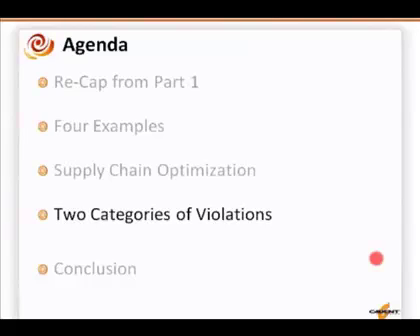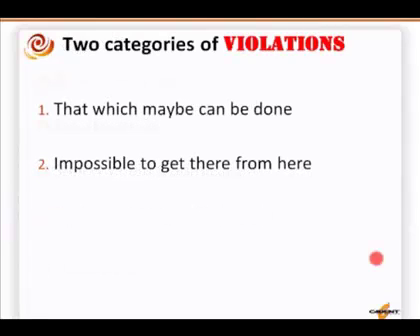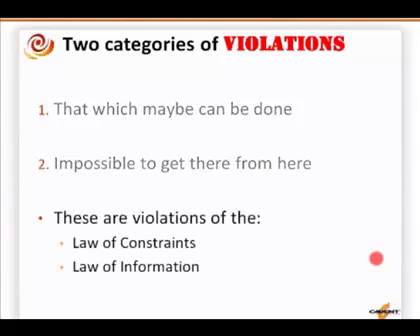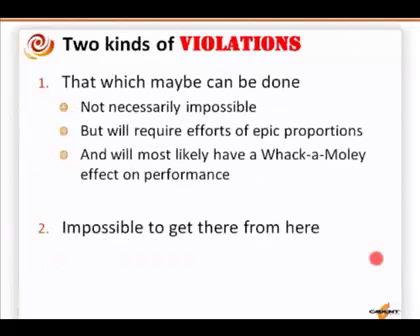All right, the next step, and it's kind of a segue into Supply Chain Physics 3, there's two categories of violations. Because we have the three laws of supply chain physics, we have three types of violations: the law of interdependency, the law of constraints, and the law of information. But for each of those there's two categories of violation. We try to do something that maybe can be done, and there's things that are clearly impossible to do. Can't get there from here. These are often violations more so in the laws of constraints and laws of information, as you see.